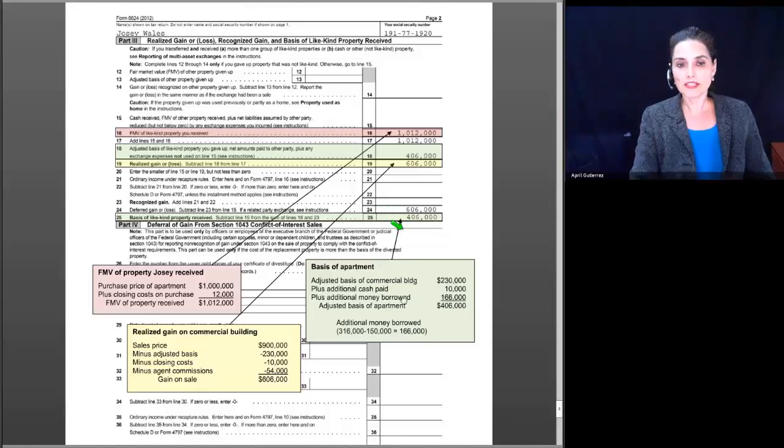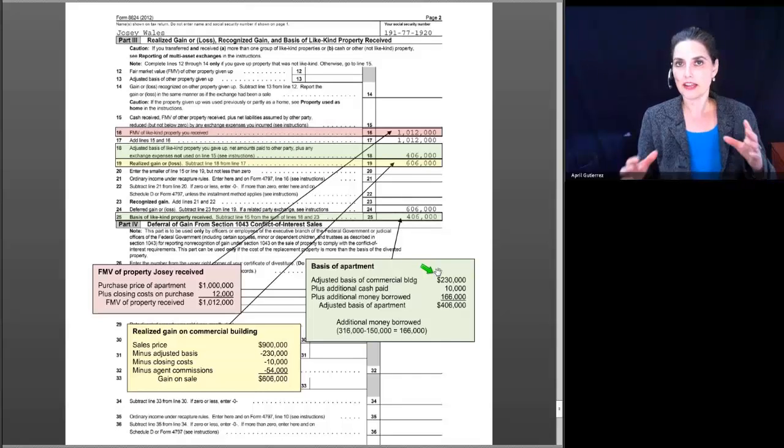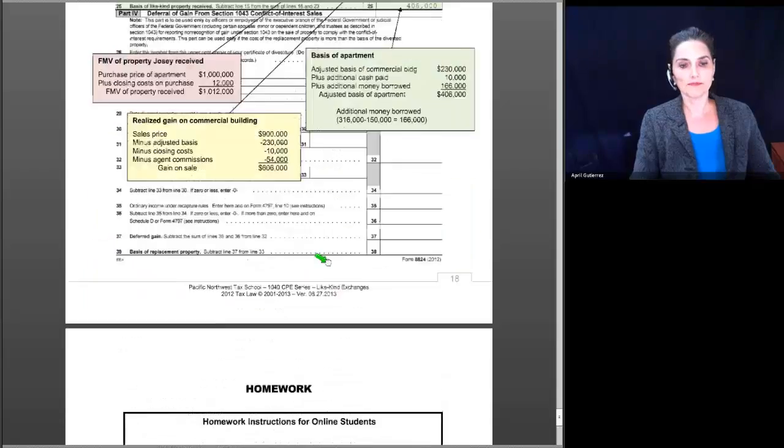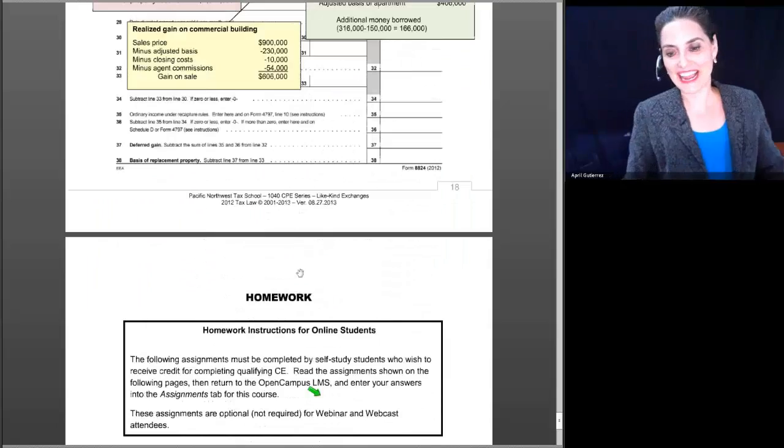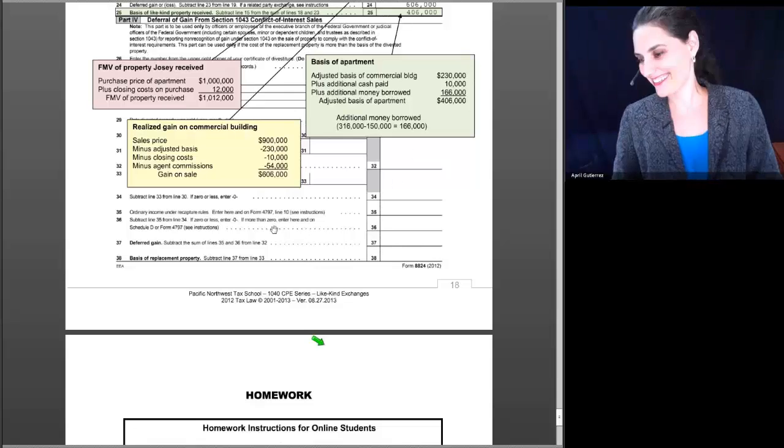So as a final resting point, what we would be looking at is that the original basis in the old property was $230,000, and that original basis is now going to be a part of the basis in the new property, but we're going to continue to depreciate $230,000 based on the original depreciation schedule in place for the old building. And then for the additional cost of the new building, we now have 10 plus 166 that's going to be depreciated for the cost of the new building over time. And that's it. That concludes the like-kind exchanges.